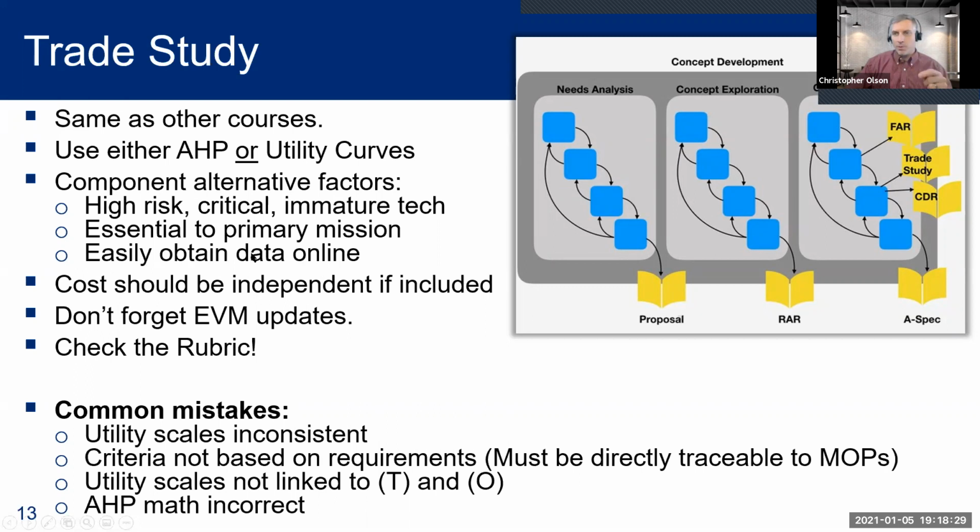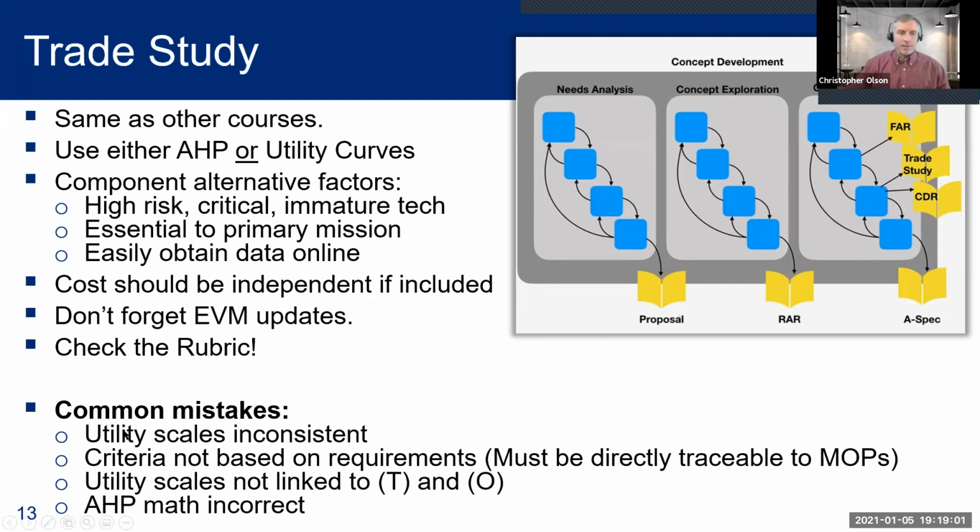Remember, the point is to prove to the university that you know how to do a trade study. It's not to create a whole system architecture with a valid, no kidding, trade study for an actual system. It's just to prove to the university that you know how to do a trade study. Cost is optional, but if you do cost, it should be independent and it should not be one of the criteria, right? So you factor cost after. Once again, don't forget EVM updates, and then once again, check the rubric. Common mistakes here, there's not enough that's worthy of 2 slides.